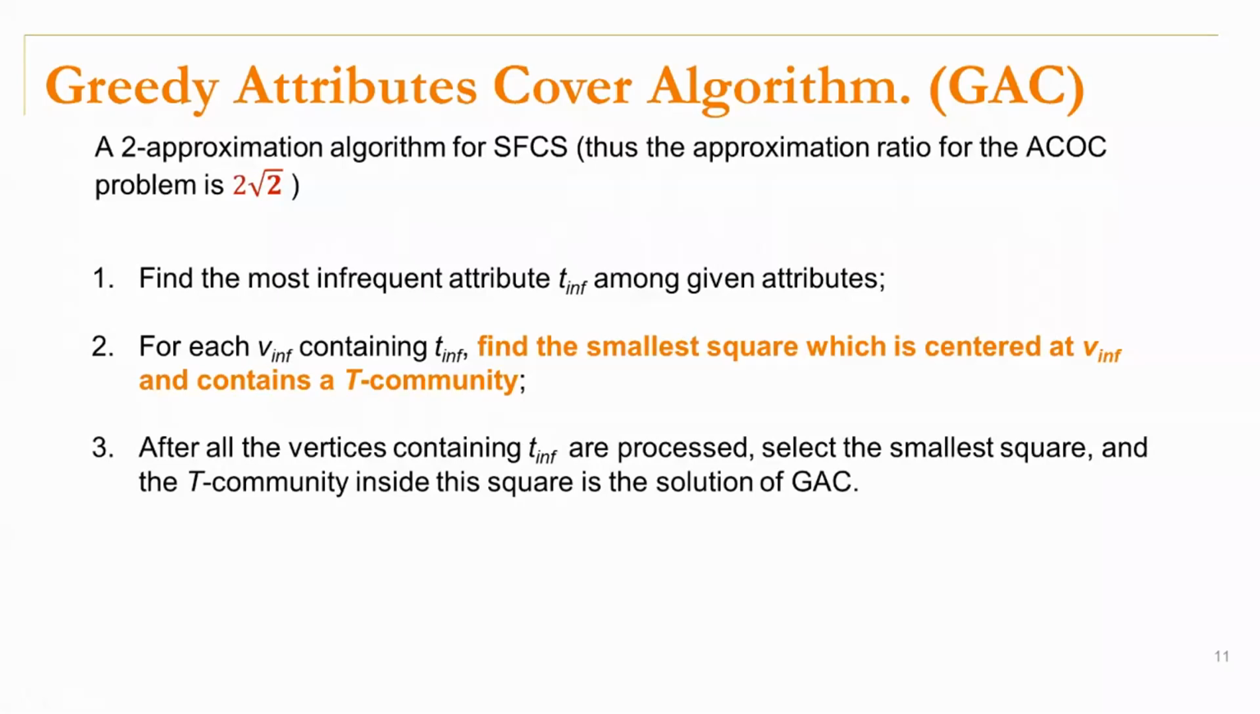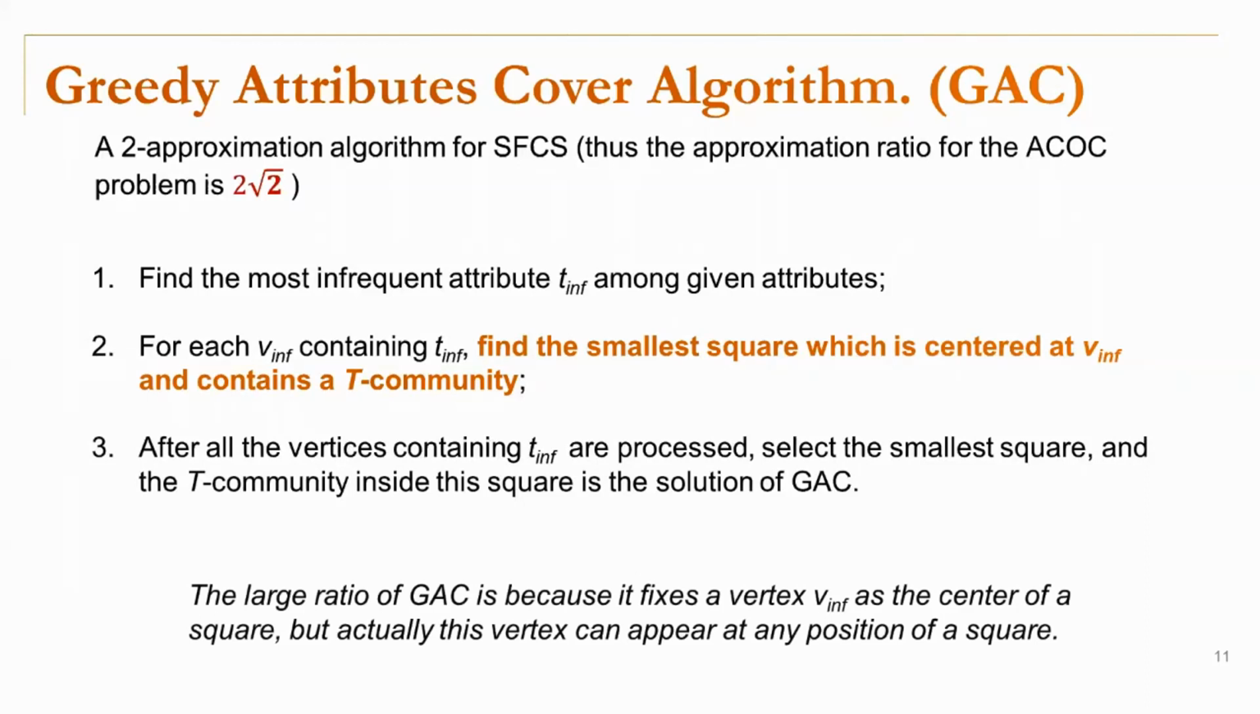The steps are as below. First, we find the most infrequent attribute t_f among all given attributes. Next, for each node v_f containing t_f, we find the smallest square, which is centered at v_f and contains the T community. We adopt binary search for this step. Third, after all the vertices containing t_f are processed, we select the smallest square, and the T community inside this square is the solution of GAC.